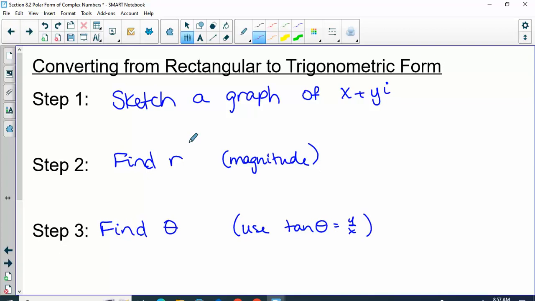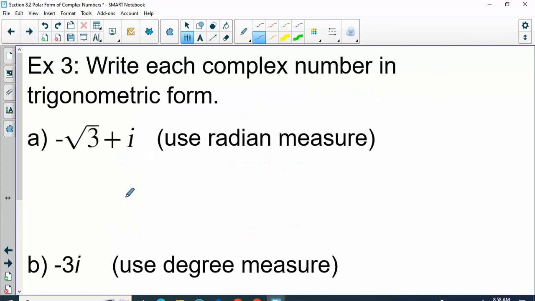That way when we get to step 3, finding our angle, we know which quadrant we're in so we can get the correct angle. Then we find r, which is really just the magnitude, just like we were doing when we talked about vectors. And then we find our theta, which is just like we did with the vectors. Tangent is b over a, or y over x. So let's look at some problems. I could do these in either radians or degrees since we're finding an angle, so I just put one of each so we could practice that.